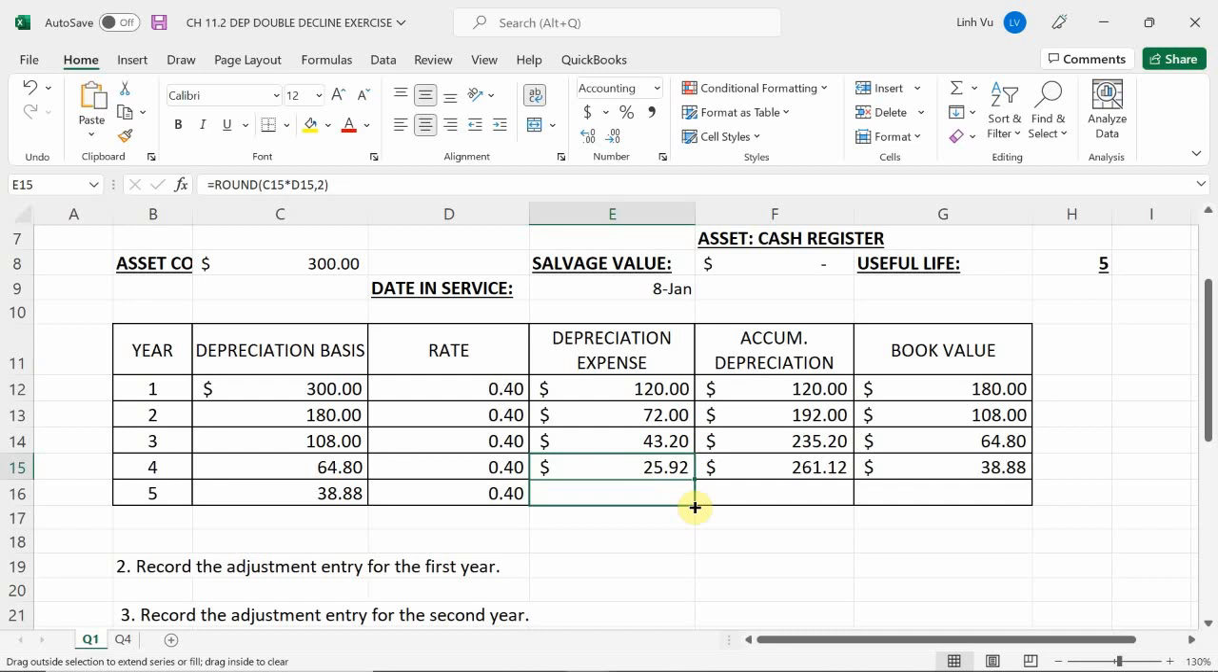40% of 3888. It'd be 15. I'm tripping. Yeah, it'd be 15. Yep, good. 1555.